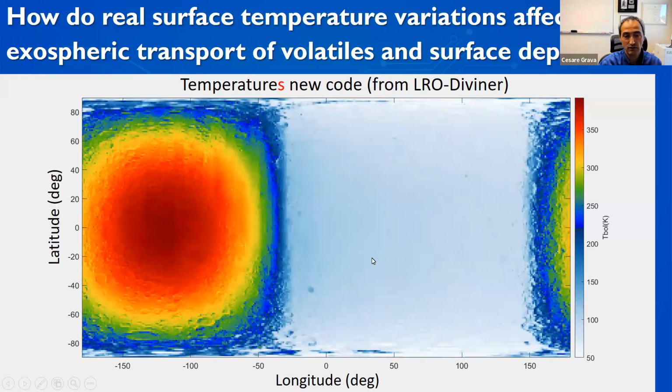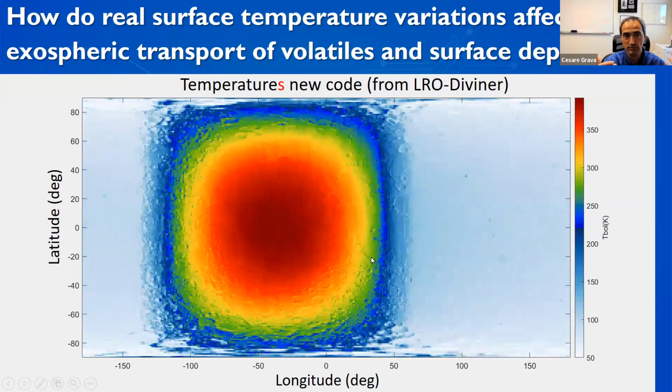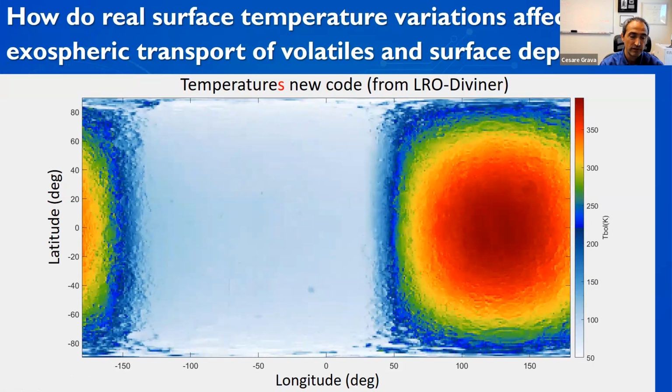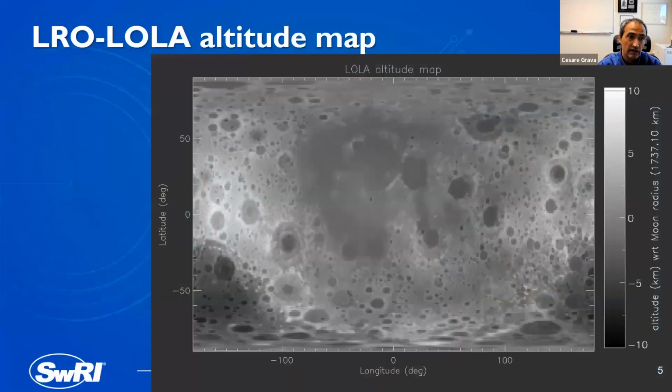So they're not taken into account with an analytical formula or just one map. So I wanted to see what's the effect of the surface temperature on this. And then the topography. So I added the topography from the LOLA altimeter on board LRO.